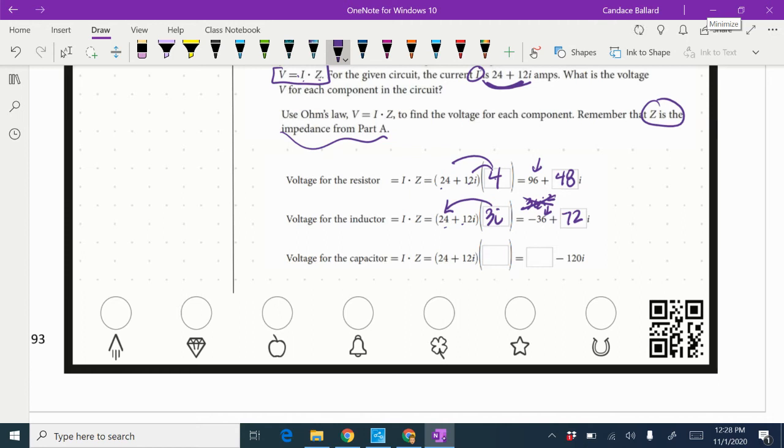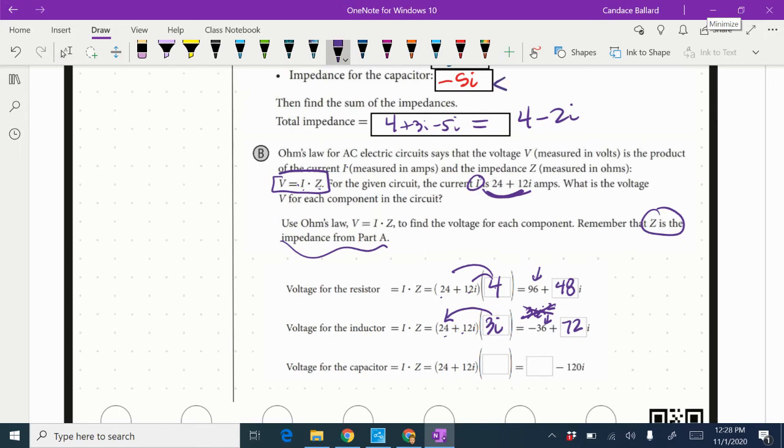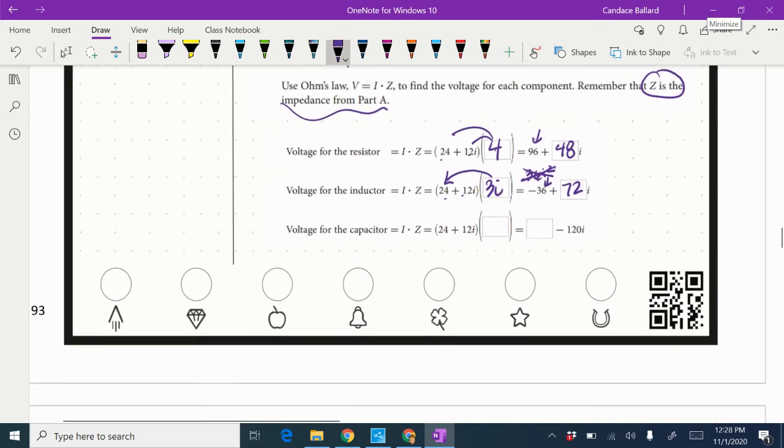The voltage for the capacitor would be 24 plus 12i times the negative 5i. So when I multiply 24 times negative 5i, I get negative 120i. When I multiply 12i times negative 5i, I get negative 60i squared, which is better known, when I change the sign, as 60.